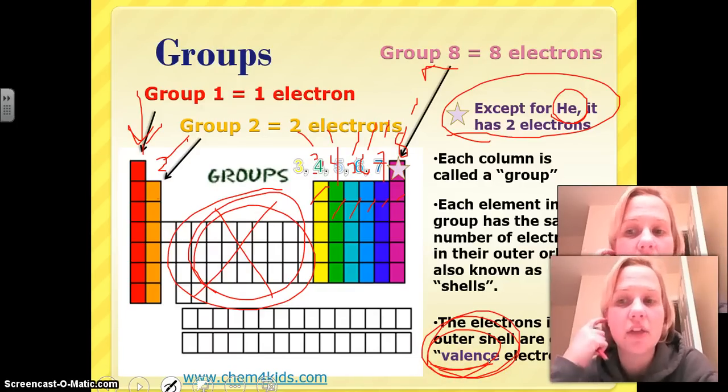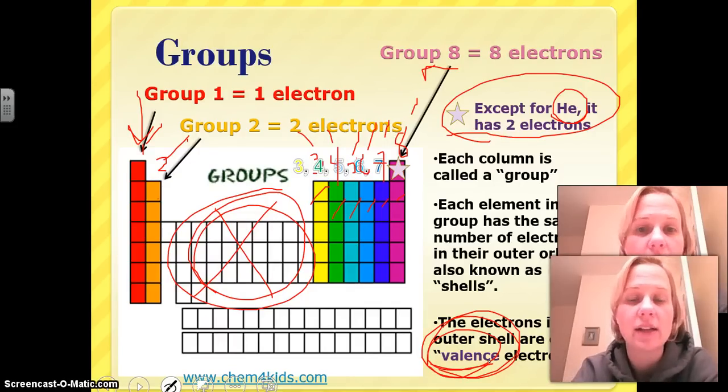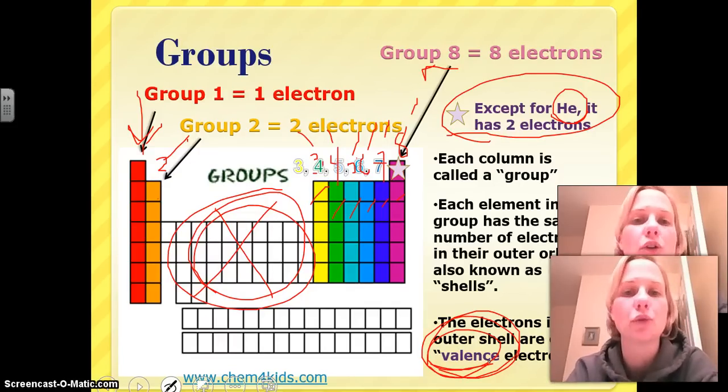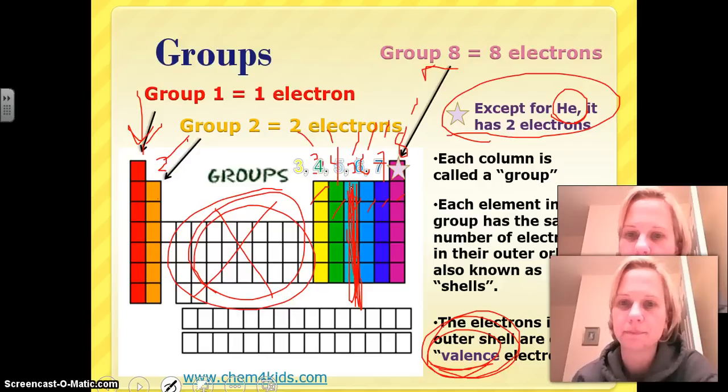So if I tell you this element has a valence number of 5, then I know that it's going to have to be an element found in group 5, which is 8, 7, 6, in this lightish blue region right here that I'm kind of making all red.